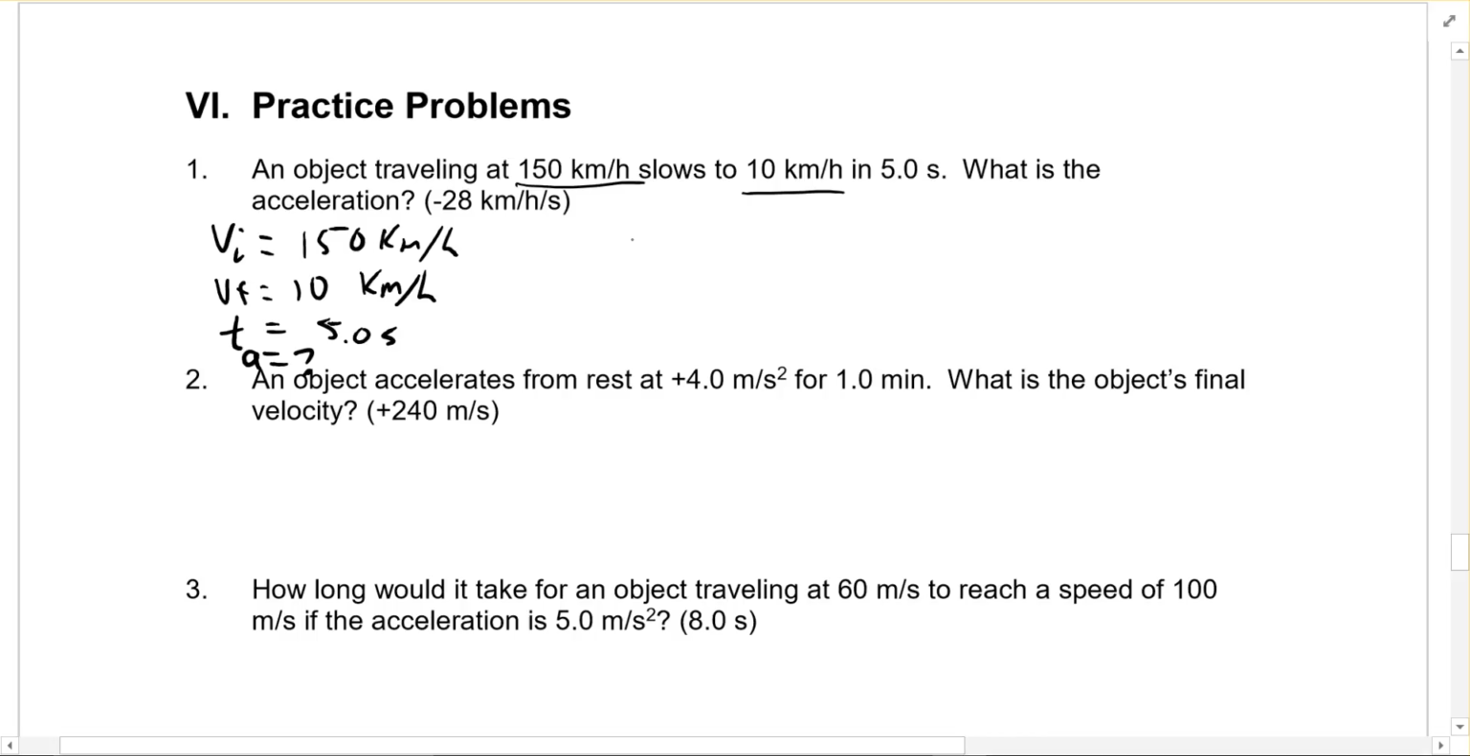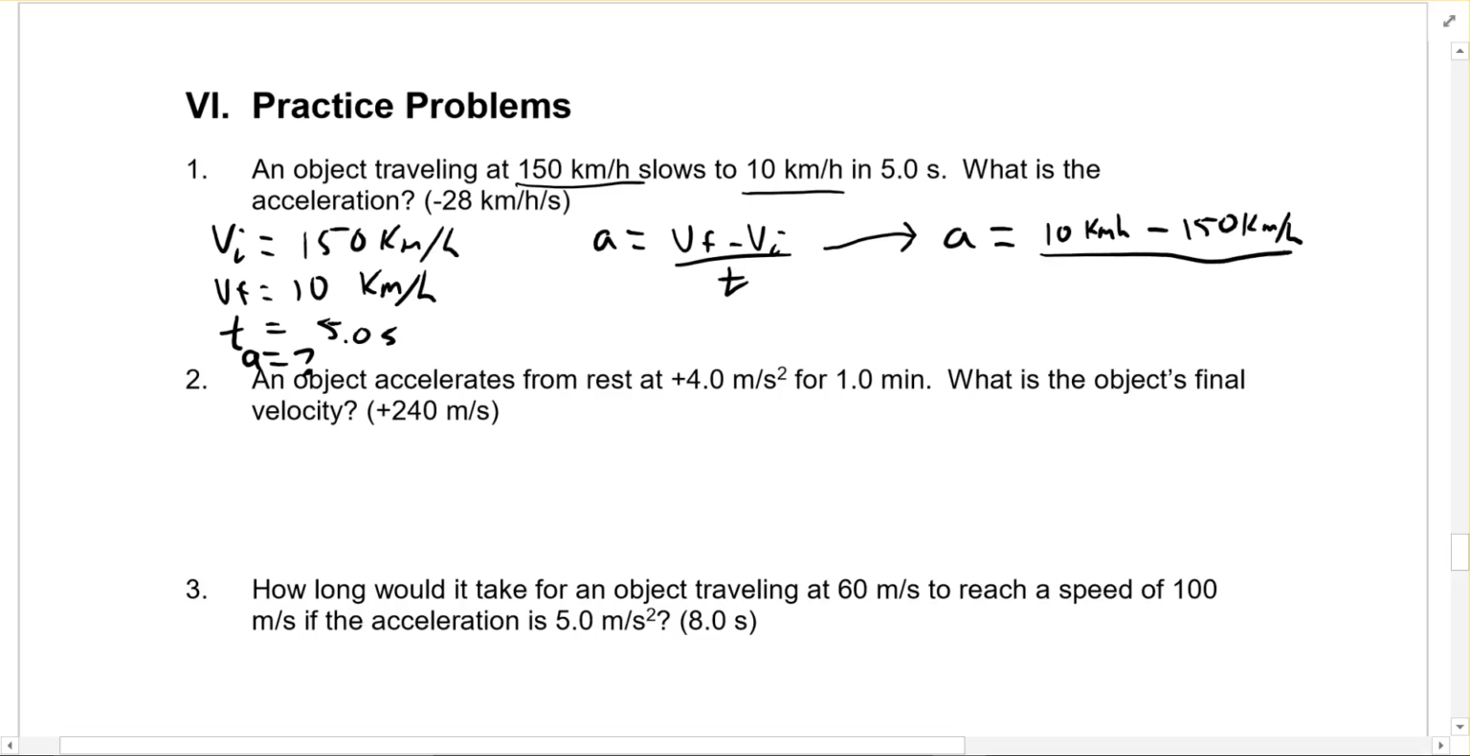Then we write down our formula. So the formula is A is equal to VF minus VI over T. Or that might say V2 minus V1. Doesn't matter, right? Okay, now let's fill in. Really, we just got to plug in the numbers here. I'm just going to write this over here because of lack of space. A is equal to VF was 10 kilometers an hour minus VI was 150 kilometers an hour divided by a time of 5 seconds.